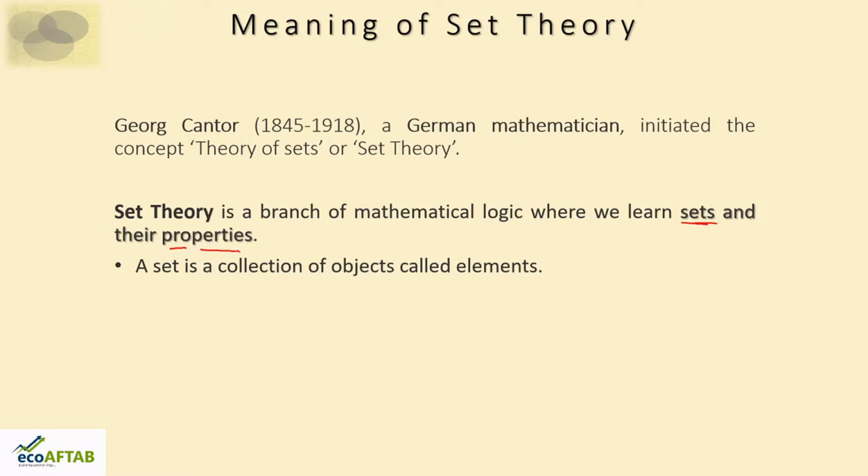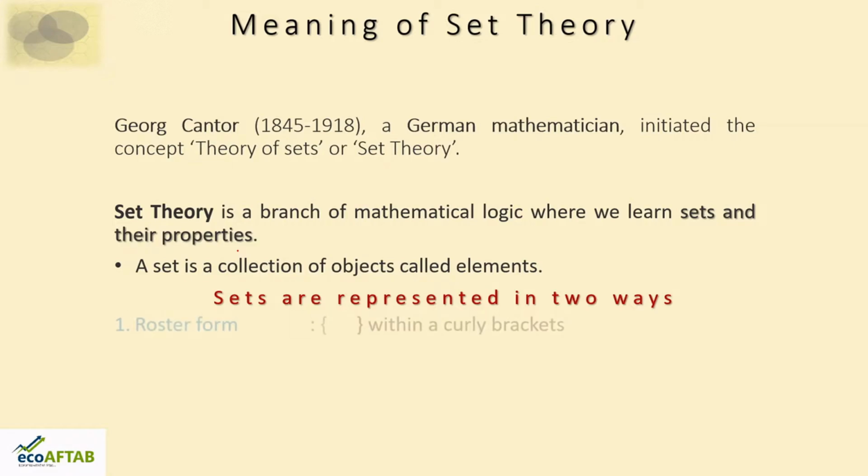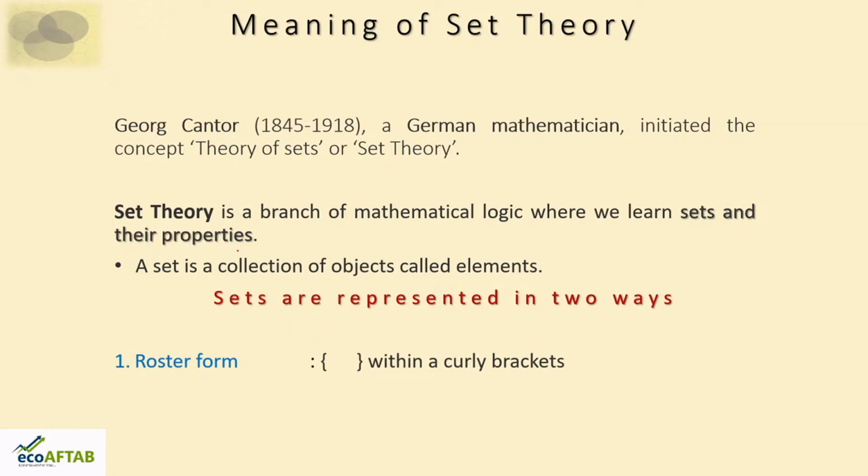A set is a collection of objects, which are also called elements. Sets are represented in two ways. There are two different ways through which we can look at sets. One is called the roster form, where we make use of brackets, and these brackets are called curly brackets. And the second one is set builder form, where we put the condition as to what type of elements are there in the set.